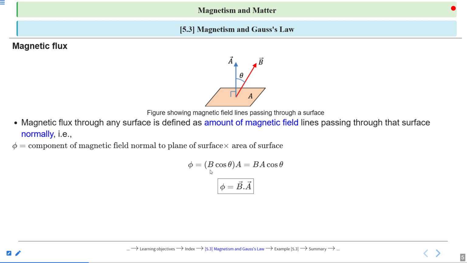Okay, in this case, it will result in B cos theta into A. In the second case, if we are taking the component of A along B, it will result in BA cos theta. In both cases, it will result in BA cos theta and eventually B vector dot A vector. So this is the formula for magnetic flux. In electrostatics, we have studied that electric flux was E vector dot A vector. So it is analogous to that, where theta is the angle between the area vector and magnetic field.